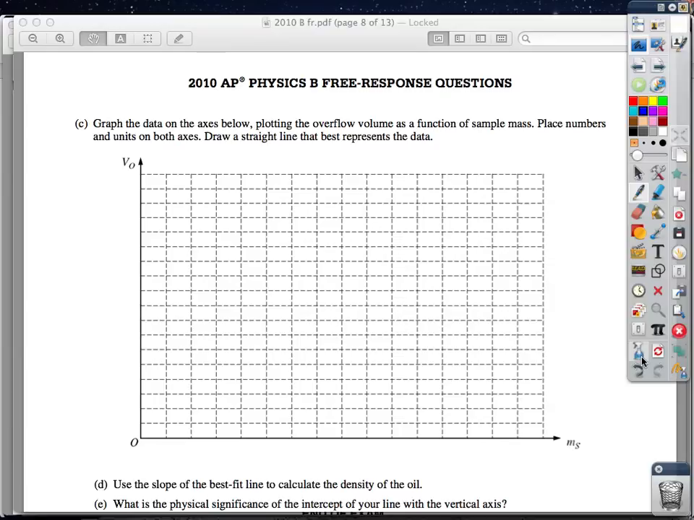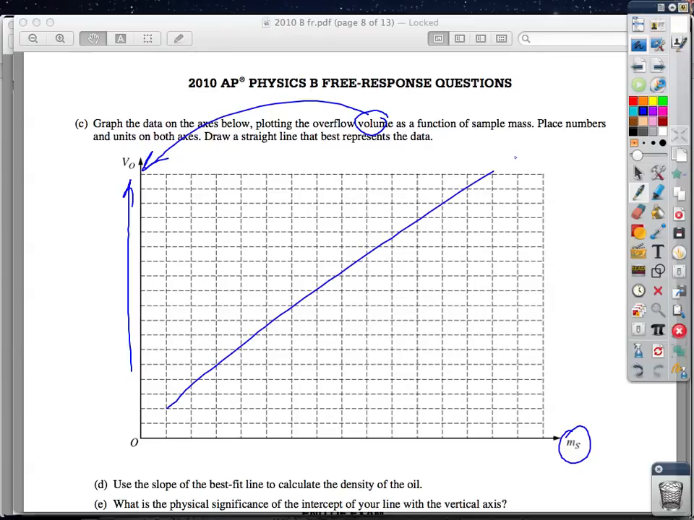Here you're just plotting the volumes, so make sure you plot them accordingly. It says to plot the volume as a function of the mass. The axes are already labeled. Place numbers and units on both axes and draw a straight line. So you're going to do that.